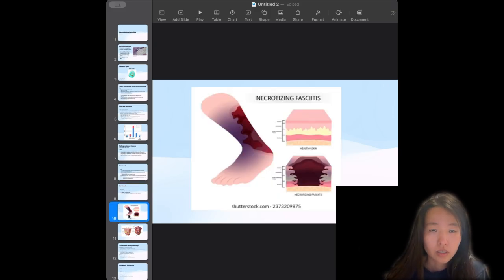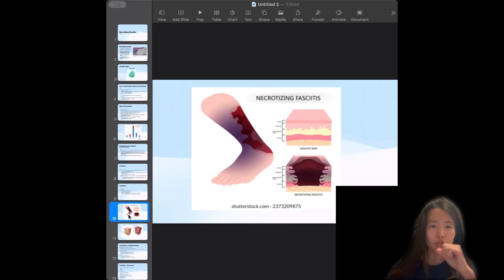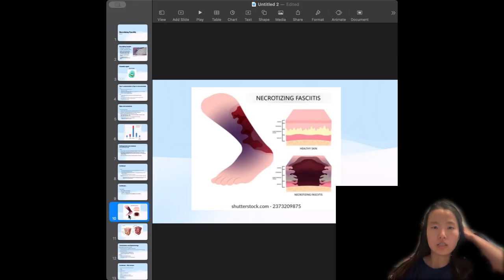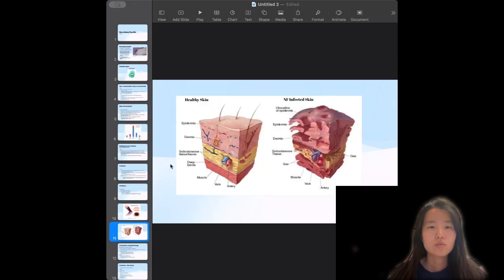So this is an image of necrotizing fasciitis. It shows the difference between the healthy skin and the necrotizing fasciitis infected skin. You can see from the infected skin that there's necrosis, or loss of tissue because of tissue death. This is a more in-depth picture. It shows you all the layers of the skin, and the infected skin, which is on the right, you can see has a loss of tissue due to the necrosis and infection.